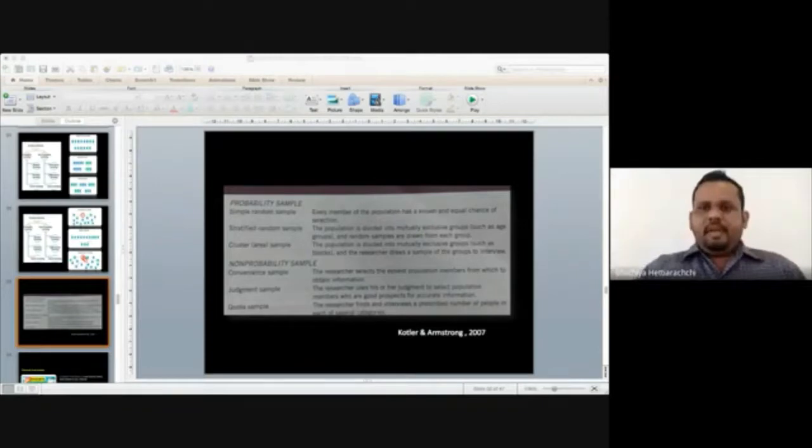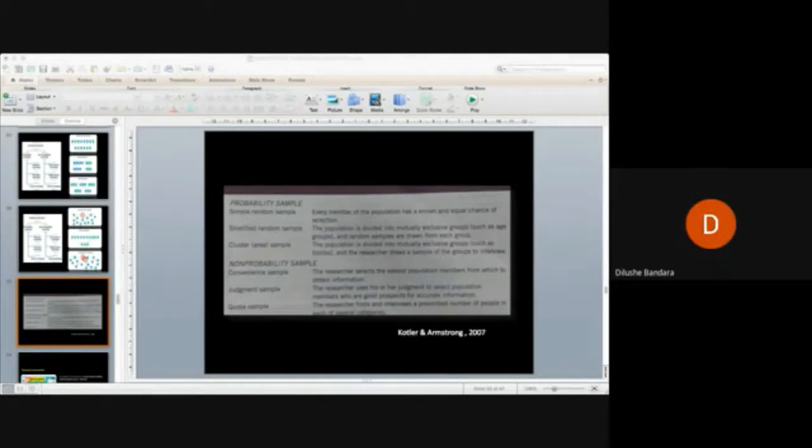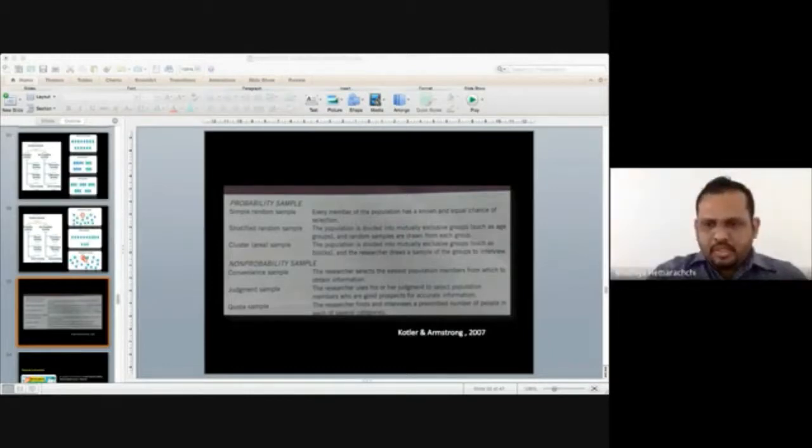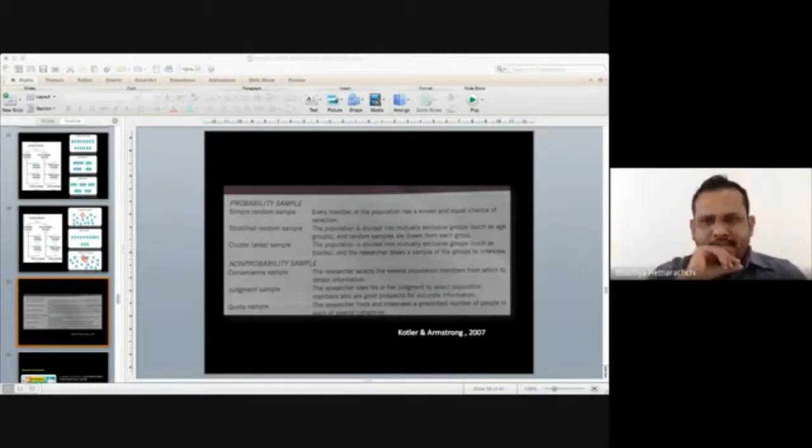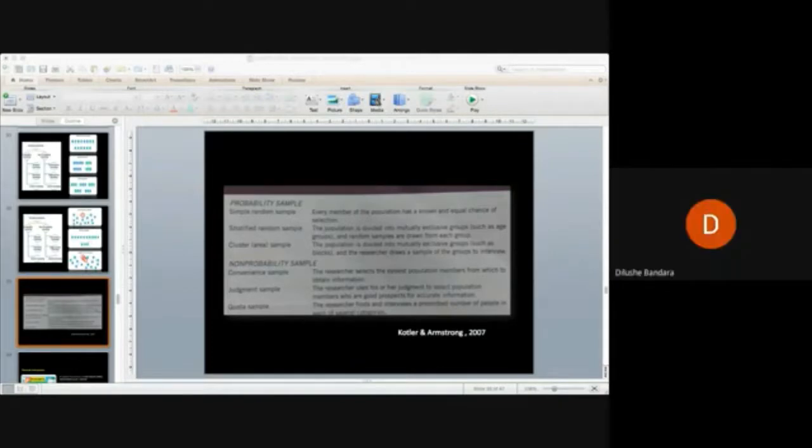Welcome back. We were discussing sampling, and I think there was a question on the difference between cluster sample and stratified sample. Who raised the question? Dilusha, your question is the difference between the cluster and the stratified sample, right? What's the main difference? What distinguishes cluster from stratified sample?